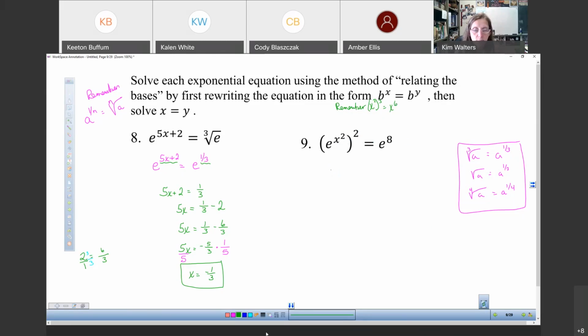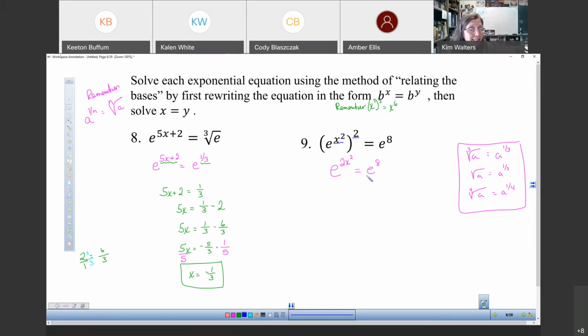So this becomes e to the 2x squared power. Okay, don't multiply these exponents. This is my exponent, x squared, times this exponent of 2, so it becomes 2x squared. Okay, and that's equal to e to the 8th power over here. All right, be really careful there. Okay, here is my exponent, and I'm multiplying it by this exponent. So multiply exponents, and that's going to give me 2x squared.